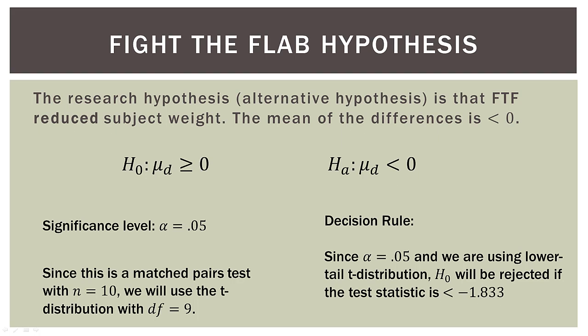Now, where did I get the negative 1.833 from? If you guessed the t-table, you are correct. So we go to our t-table, we find a one-tailed alpha level of 0.05, we go down to 9 degrees of freedom, and that is our critical value. So negative 1.833 is our critical value.